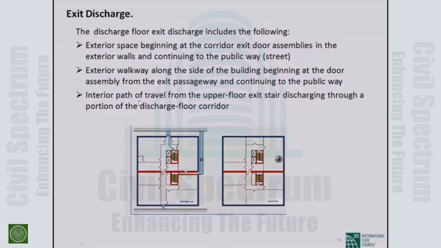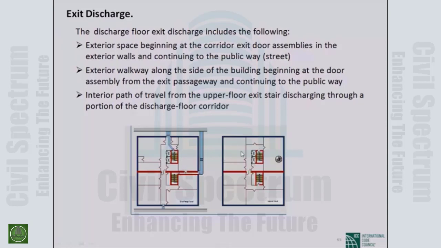Last one, interior part of the travel from the upper floor. Exit discharge through a portion of the discharge floor corridor. Here, exit discharge through the floor corridor, then go out, then it will be the exit discharge for the upper floor.